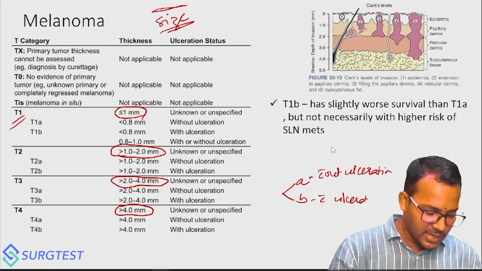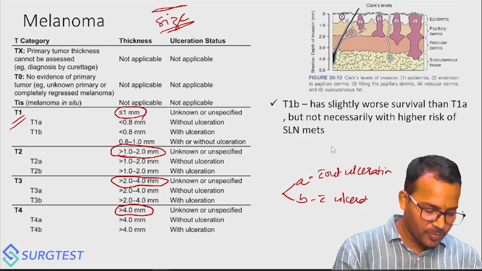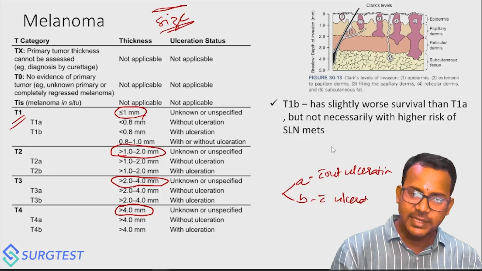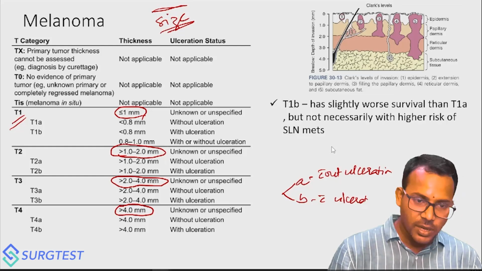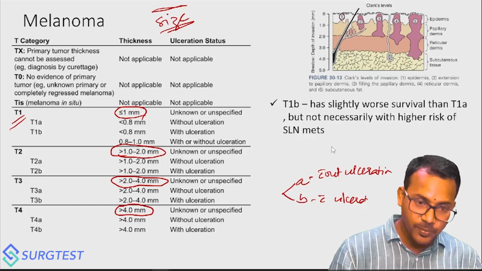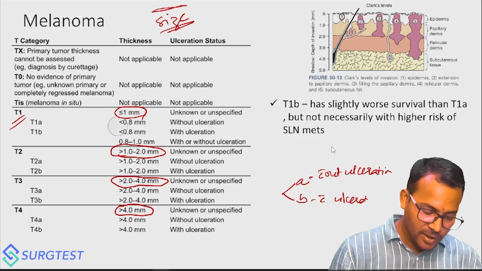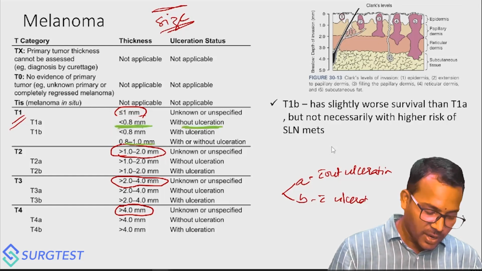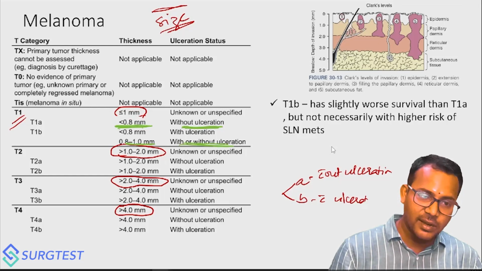You see, T1A is less than 0.8 millimeters deep, and without ulceration. Okay, T1B is 0.8 millimeters to 1 millimeter with or without ulceration. At the same time, T1B also includes a lesion which is less than 0.8 millimeters and with ulceration.